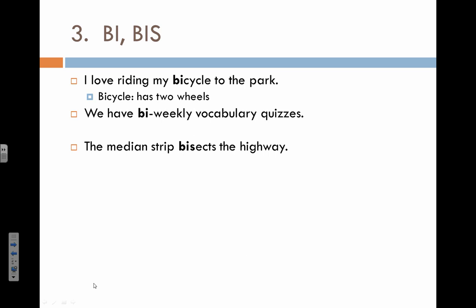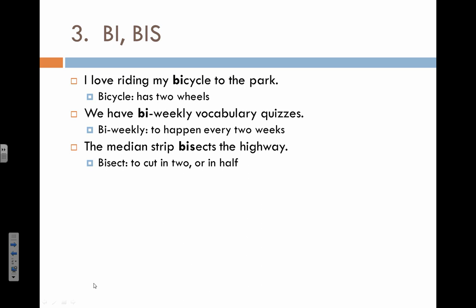Bicycle has 2 wheels. If it's bi-weekly, it's happening every 2 weeks. And if you bisect, you're cutting something in two, or you're cutting it in half. So bi must mean, you guessed it, all these definitions, what do they have in common? The word two. Bi or bice or bis means two.